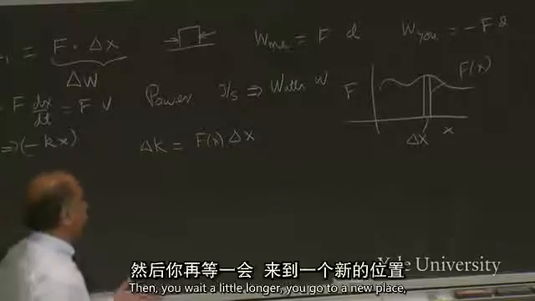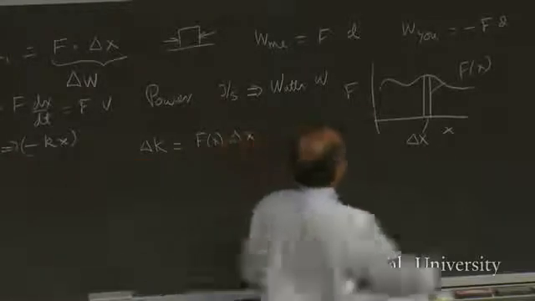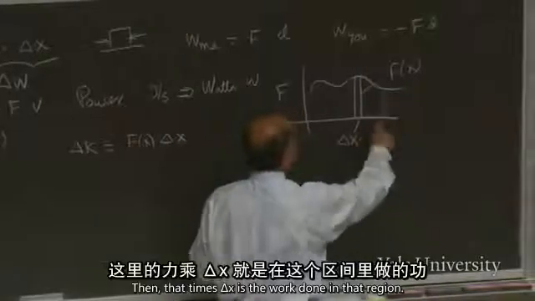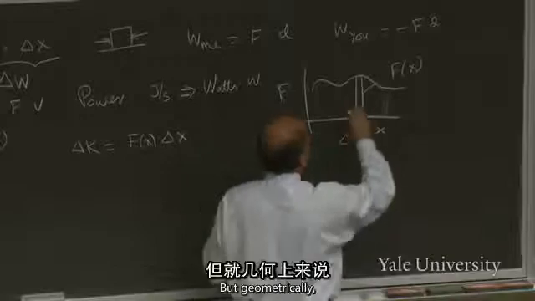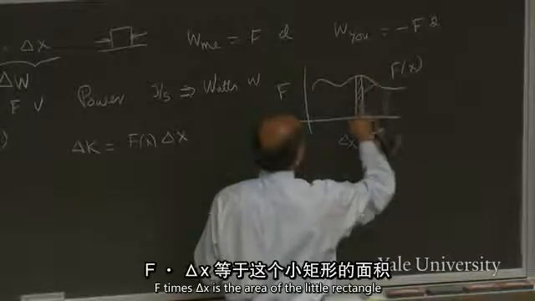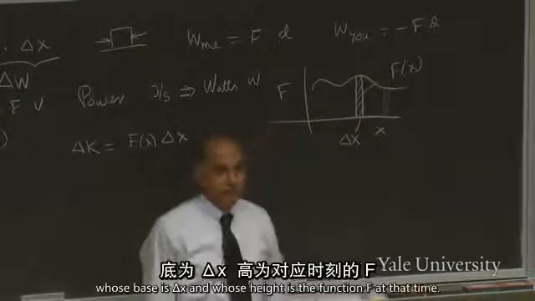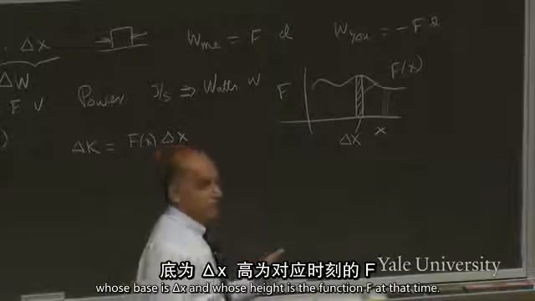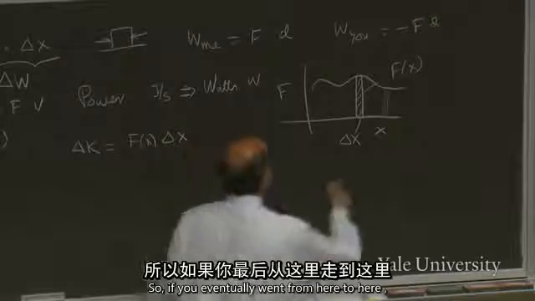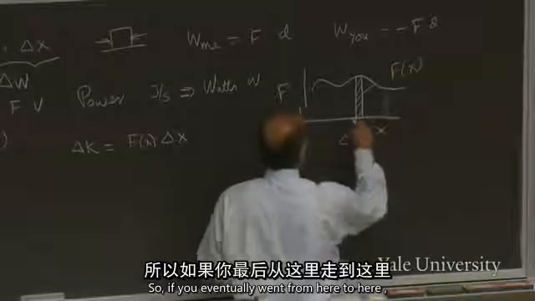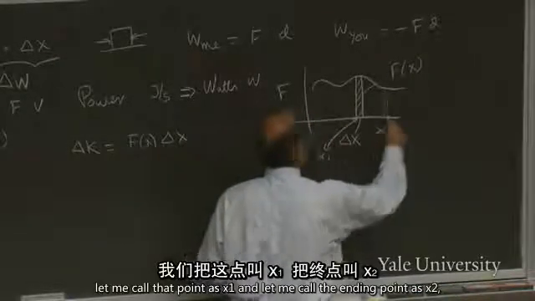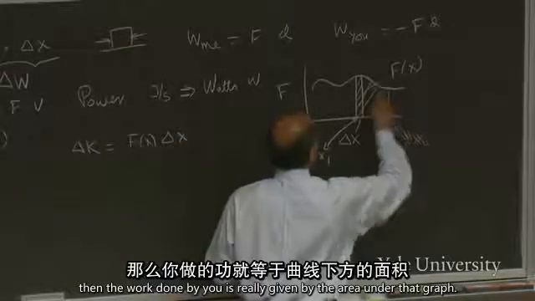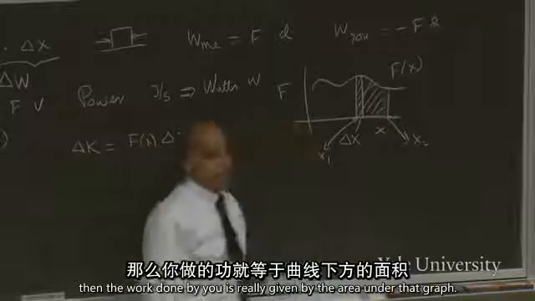Then you wait a little longer. You go to a new place. Then you got a new value of the force, maybe somewhere here. Then that times delta x is the work done in that region. But geometrically, f of x times delta x is the area of the little rectangle whose base is delta x and whose height is the function f at that time. So if you eventually went from here to here, let me call that point x1, and let me call the ending point x2, then the work done by you is really given by the area under that graph.